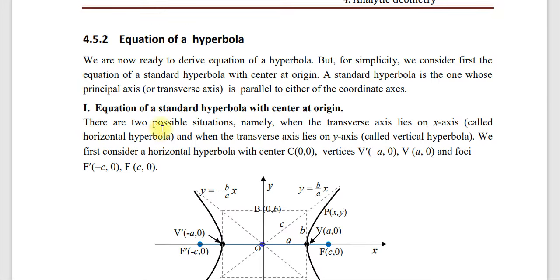There are two possible situations, namely when the transverse axis lies on the x-axis, which is called the horizontal hyperbola, and when the transverse axis lies on the y-axis, which is called the vertical hyperbola. So we have two cases simply. We first consider the horizontal hyperbola with the center 0, 0, vertices minus a, 0 and a, 0, and the foci minus c, 0 and c, 0.